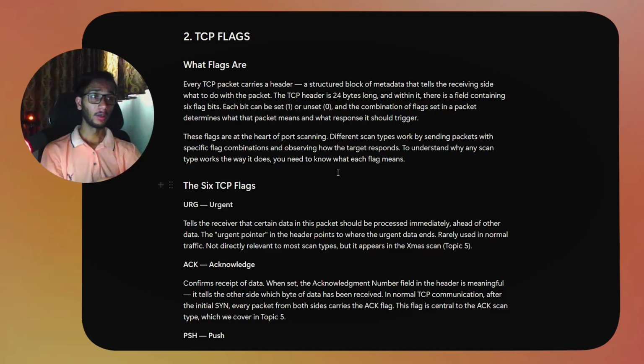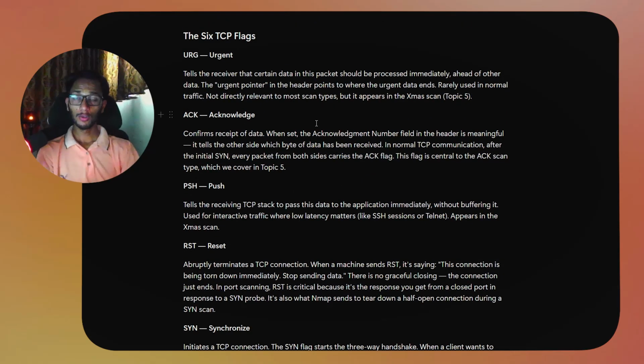Okay, now let's talk about the different types of flags. First of all, we have the URG, or urgent, flag. This used to be in older scan types, for example the Xmas scan. Honestly, you will rarely see this specific flag these days. Next we have the ACK, or acknowledge, flag. This ACK flag tells the sender that the specific data has been received, and we are good to go. You can go ahead and send more data as well.